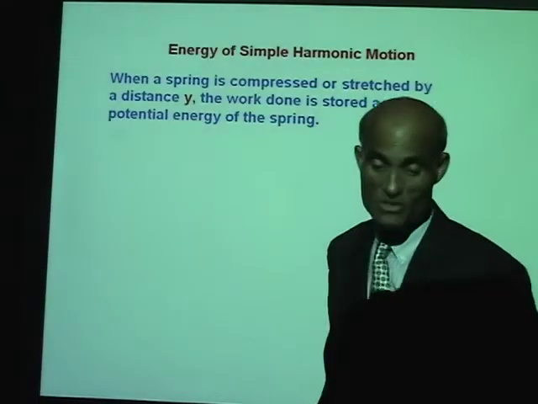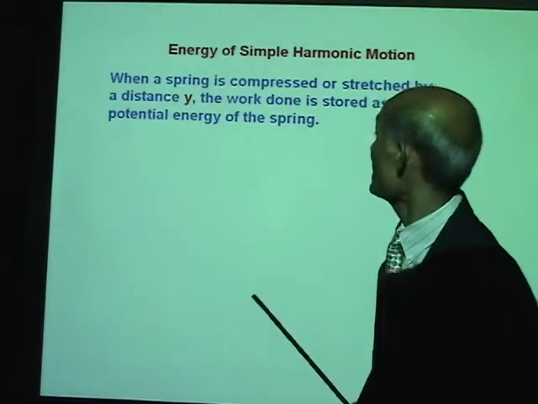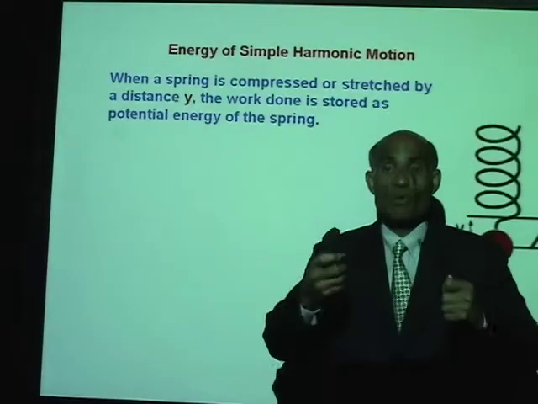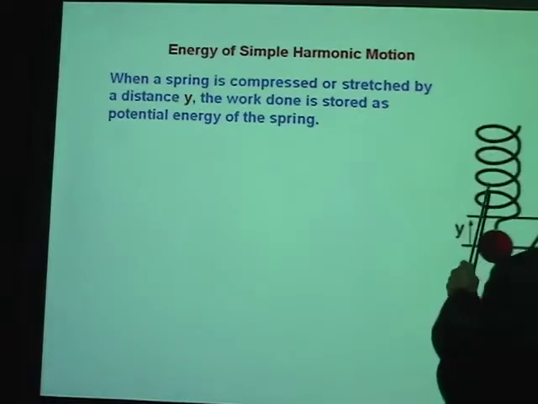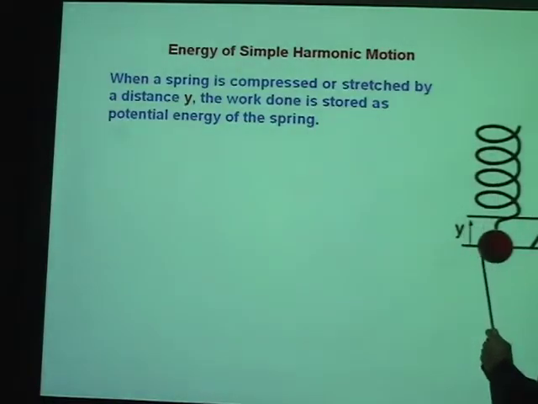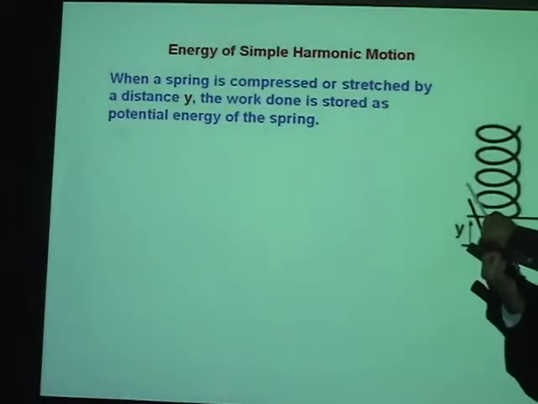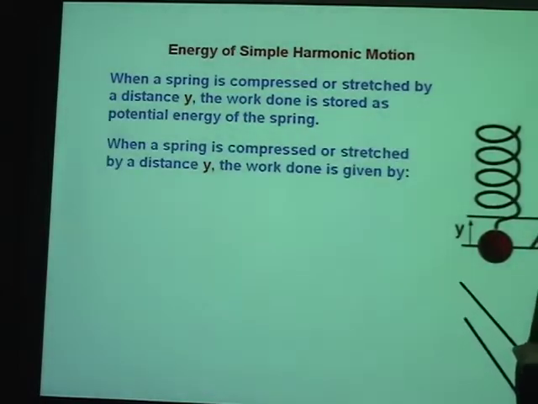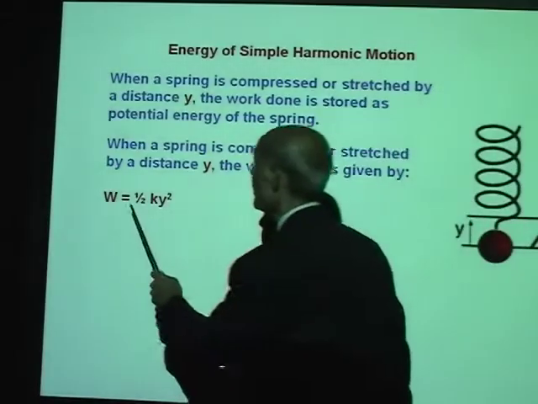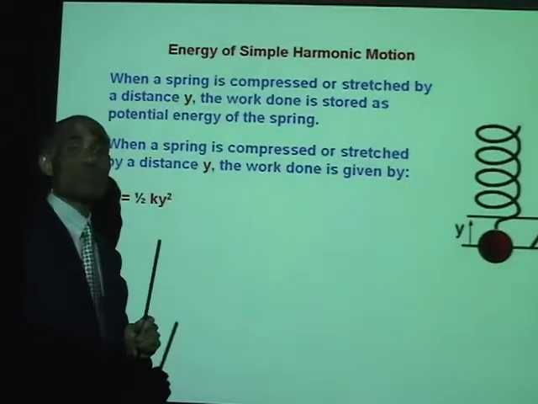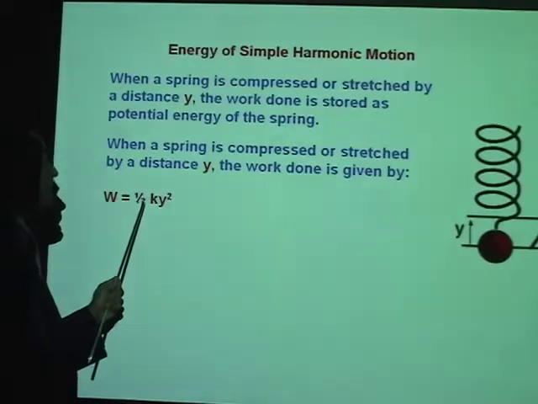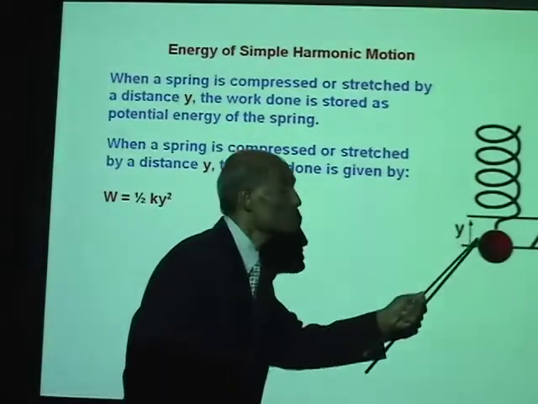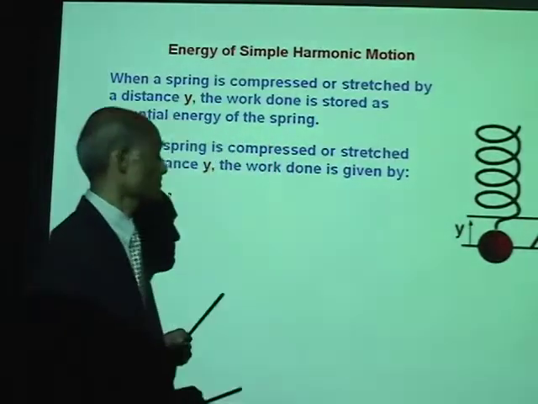When a spring is compressed or stretched by a distance y, the work done is stored as potential energy. So when a spring is stretched by a distance y, work is done to do that, and that gives the spring potential energy. The amount of work done is W equal to 1/2 k y squared, where k is the spring constant and y is the displacement. I hope you recall that now.